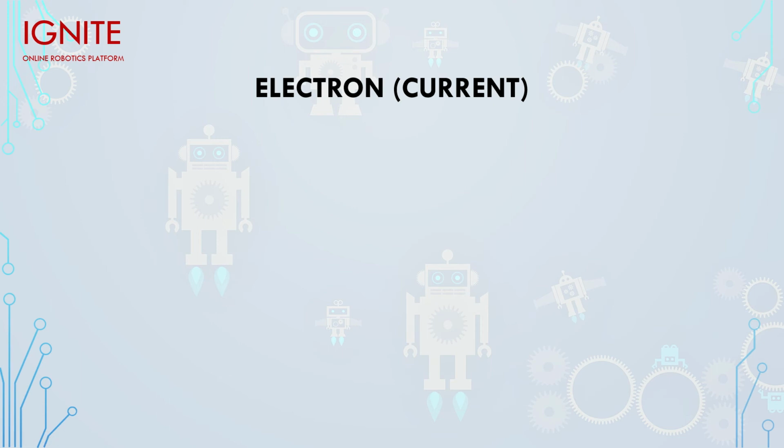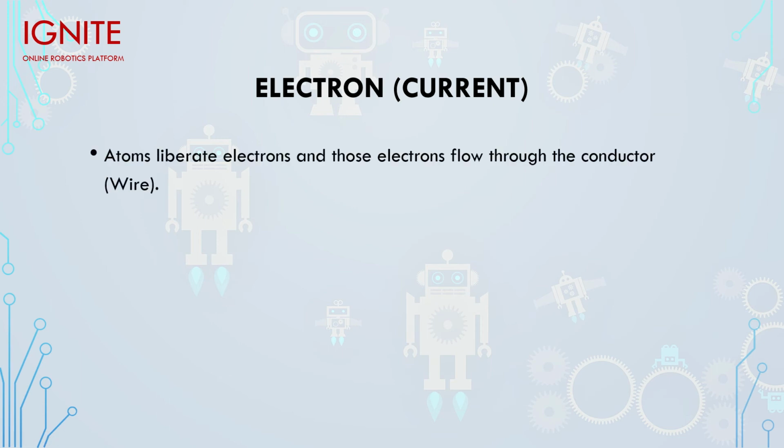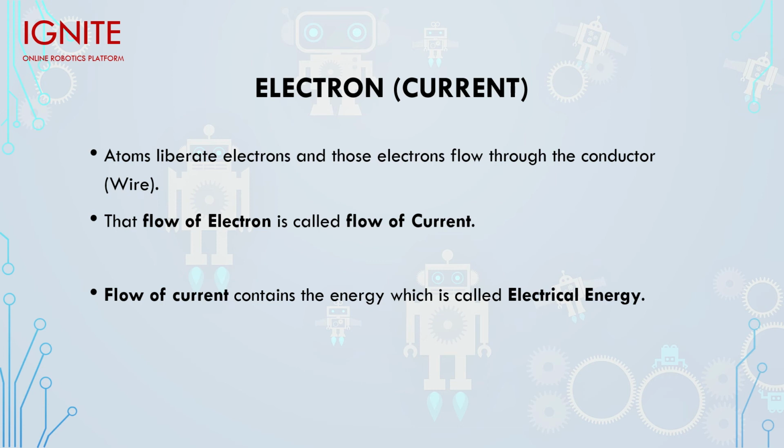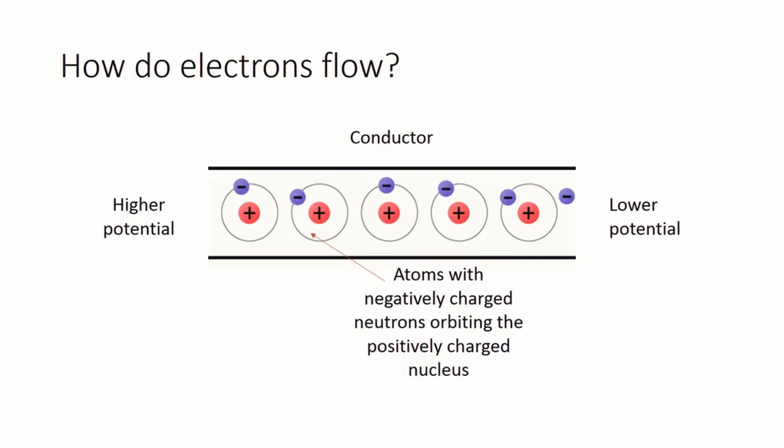Now, what is electron or current? So, atoms liberate electrons, and those electrons flow through the conductor or wire, and that flow of electrons is called the flow of current, and that flow of current contains the energy that is called electrical energy. Atom liberates electron. What is the meaning of this?